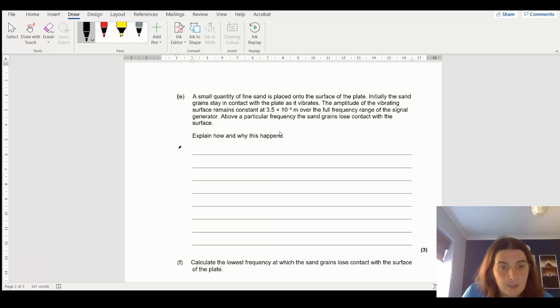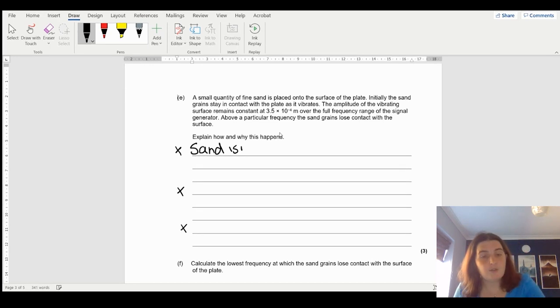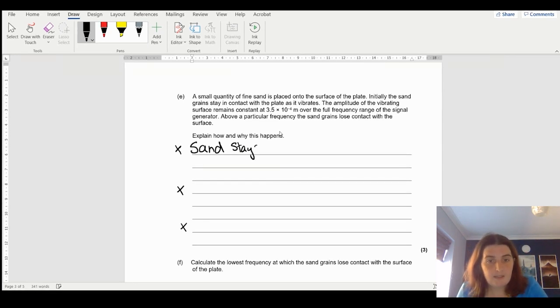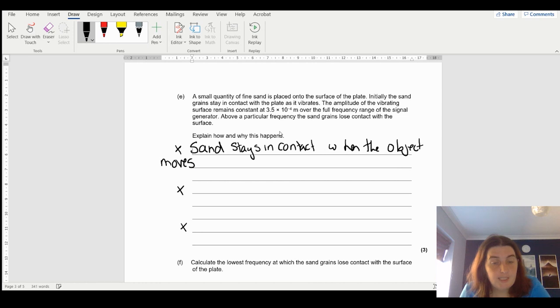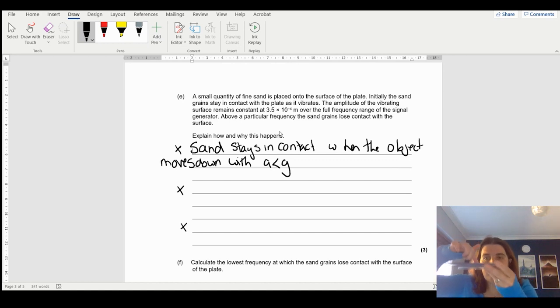So it's a 3-mark question, and for me the answer would be: the sand stays in contact when the object moves down with an acceleration that is less than g. What will happen is that when this object's moving down, if I let it free fall, that's how the sand would move. It will accelerate downwards at g.